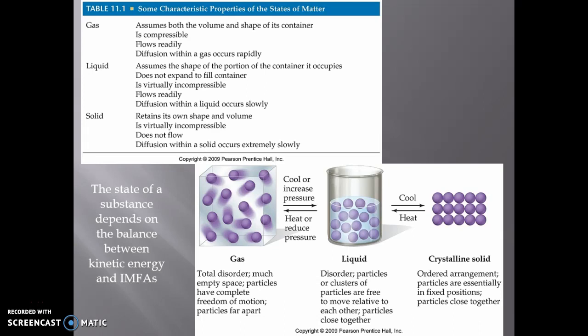Gases, because there are no interactions between them, can spread out and take up the shape and volume of whatever container you put them in. We can easily compress them, they flow, and diffusion within a gas occurs rapidly. Then compare that to liquids. Here we've got the gas, which is very disorganized, with a lot of empty space. In liquids, molecules are much closer together. In order to get from a gas to a liquid, we have to cool it or increase the pressure to compress those molecules closer together so that interactions do start to occur.